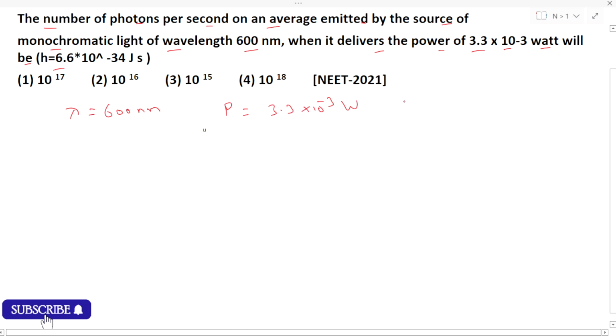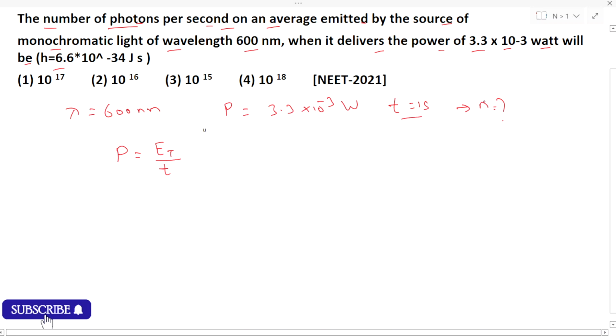Now what is he asking us to calculate? He is asking us to calculate the number of photons per second. For a time of 1 second, how many photons are emitted from the source? You have to calculate the number of photons. He gave power, so we know the formula for power: P is equal to total energy emitted by the source divided by time. Here time is 1 second.